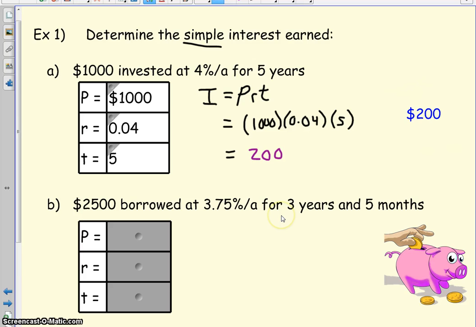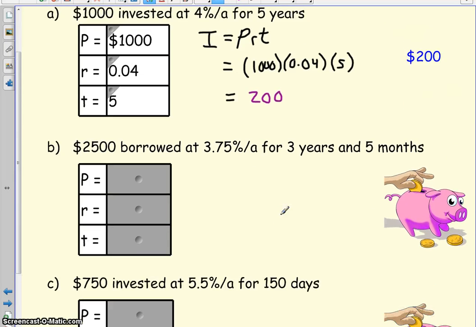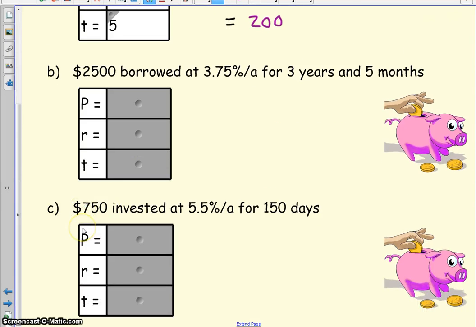Okay, so with that in mind, I'd like you to try the next couple on your own. Try B and C. In B, you're borrowing. It doesn't change the calculation just because it's a borrow or a loan that you've taken out instead of an investment. The only difference is you have to pay the interest instead of getting the interest back. So in this case, you're borrowing $2,500 at 3.75% per year for 3 years and 5 months. In the third case, you're investing $750 at 5.5% a year for 150 days.